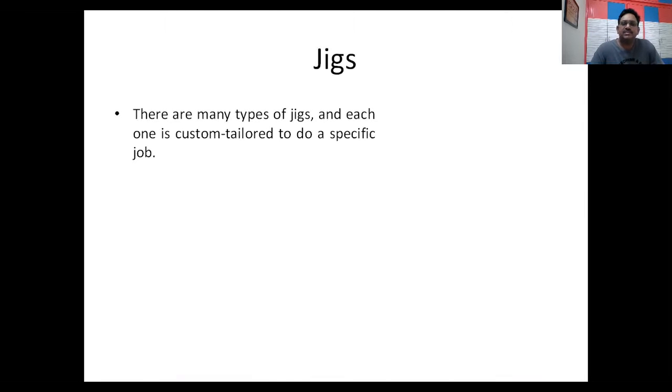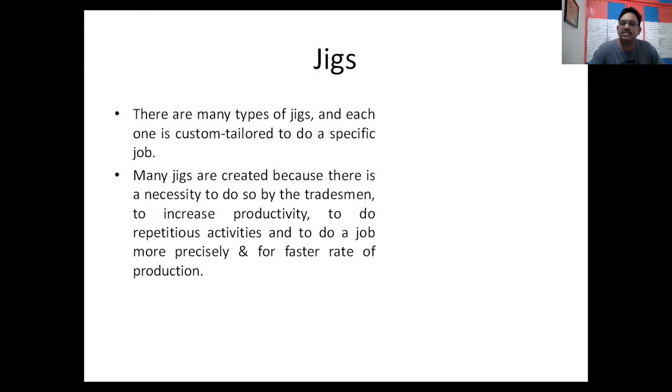So there are many types of jigs, and each one is custom tailored to do specific operations. Jigs are made according to the shape of the workpiece and also according to the machine on which we are working. So based on these two things, generally the jigs are made, and also based on the cutting operation that we are performing. So many jigs are created because there is a necessity for the tradesmen to increase productivity.